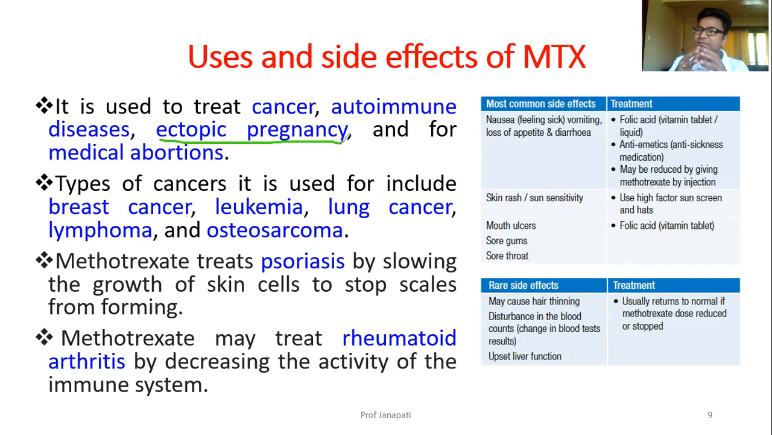The baby is like a cancer cell, you can consider. Now when you give this drug, all the replication occurring in the fallopian tube will stop and it gets out from the body. So we have seen it used in psoriasis, rheumatoid arthritis, autoimmune diseases, leukemias, breast cancer, lung cancer. Very good. The side effects of these drugs are severe vomiting sensation.